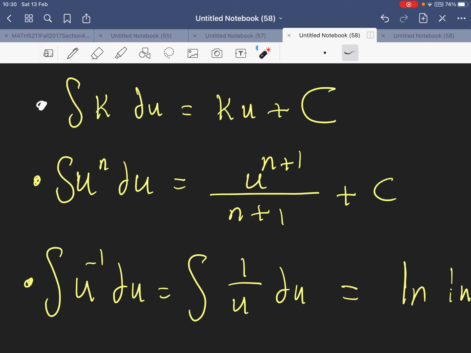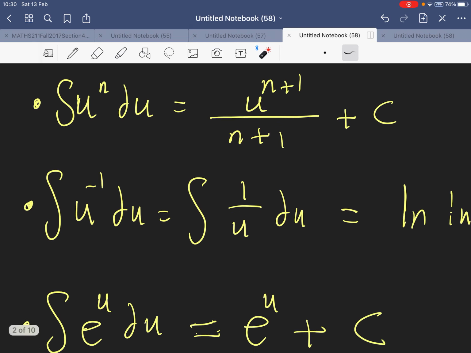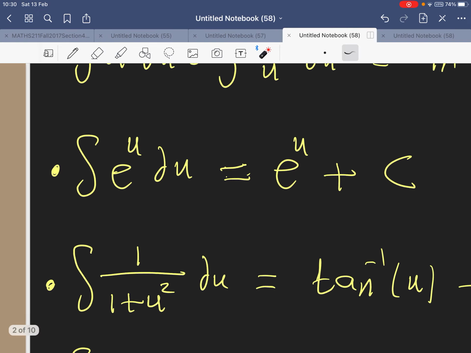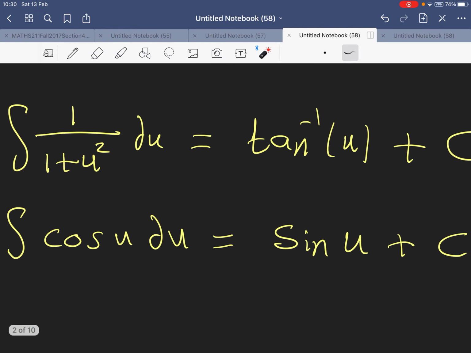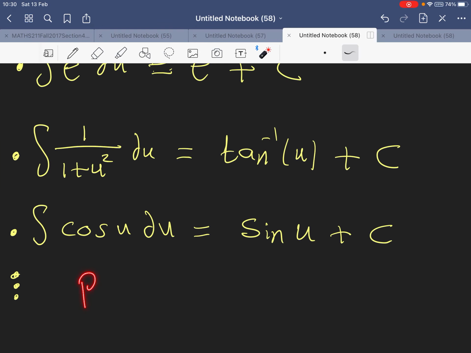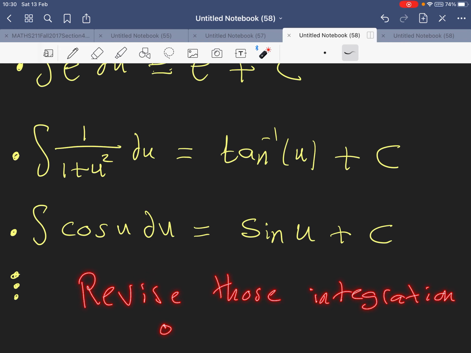Those are what you have learned in Calculus 1, the elementary ones, and we have seen also e to the u. We have seen the tan inverse, sine and cosine, and so many of them. Please revise those integrations from Calculus 1 because we will heavily use them in the first half of this course.